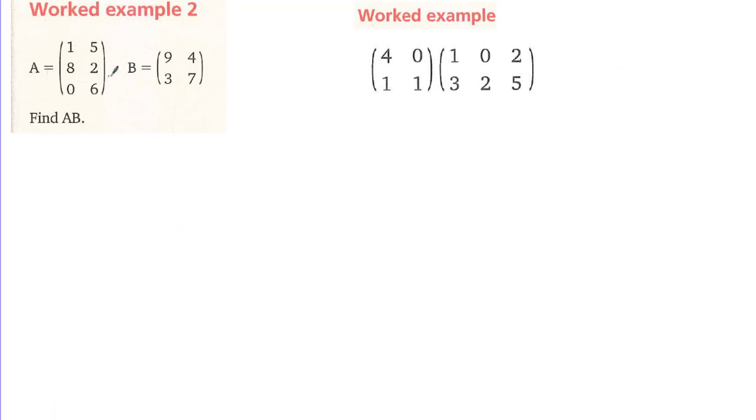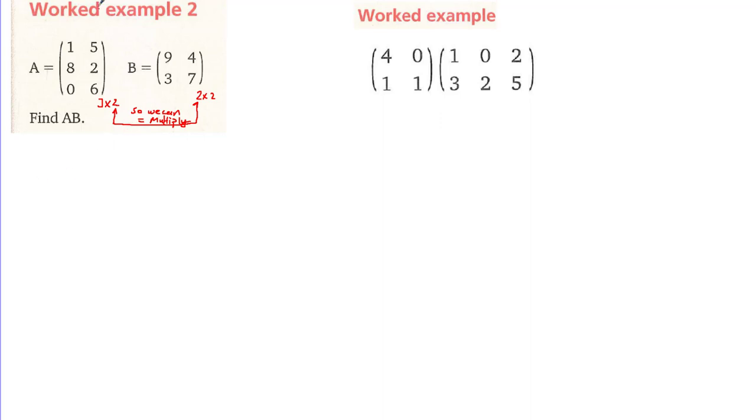Now here, there are 3 rows. This is a 3 rows times 2 columns matrix, 3 by 2 and 2 by 2. Firstly, I have to make this clear: I'm going to multiply. This is the important part now. These are equal to each other, so we can multiply. Okay, when they are equal, we can multiply.